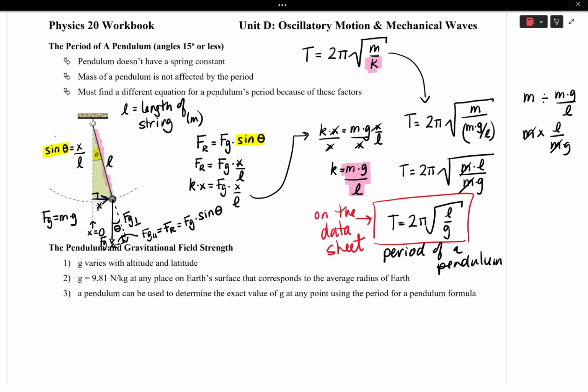And we talked about it earlier in the unit, or in the last unit, that G, little g, will vary with altitude and latitude. We normally say that G is 9.81 newtons per kilogram at the Earth's surface, and that's just based on an average value that we calculate. And so we can actually take a pendulum, and if we know the length and we measure the period of that pendulum, we can then determine gravity, or G, at that location. So let's try that here.